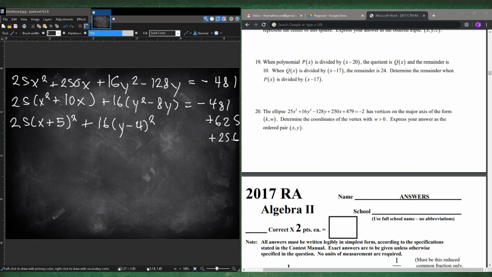So that basically means our right side is equal to 625 plus 256 minus 481, which is 400, right? So all that simplifies to just 25 times (x plus 5) squared plus 16 times (y minus 4) squared is equal to 400. To put this into conic form, you basically have to make sure this side is equal to 1. So you just need to divide this side by 400. So divide both sides by 400.